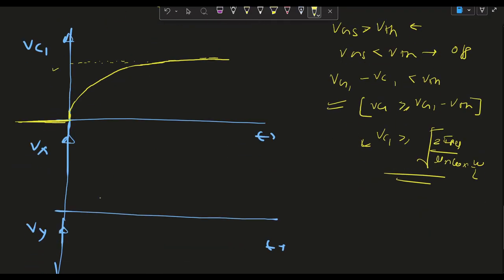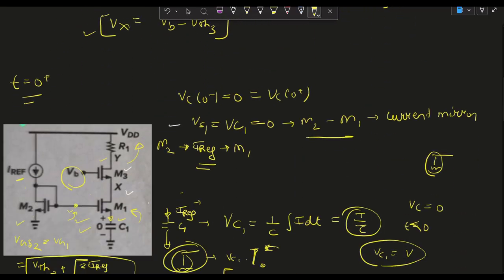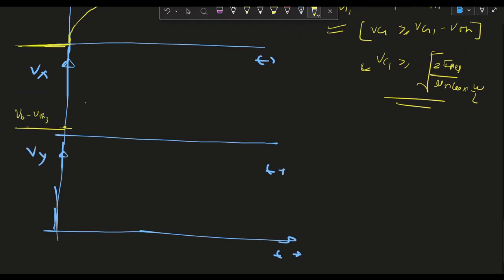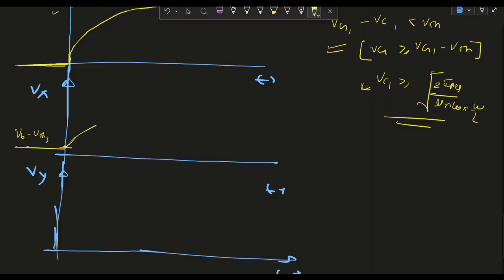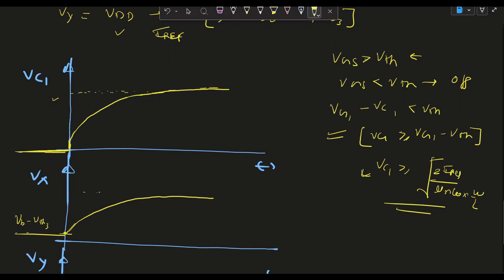And Vx will follow the same path. When t equals 0, Vx will attain some voltage, which is Vb minus Vth3. This voltage is Vb minus Vth3, and it will follow an exponential curve like VC1, and it will attain some voltage.